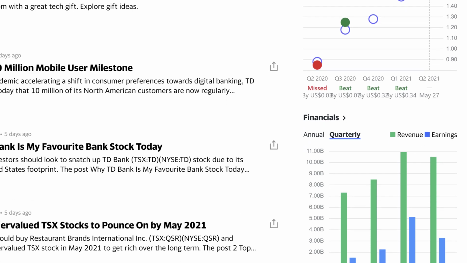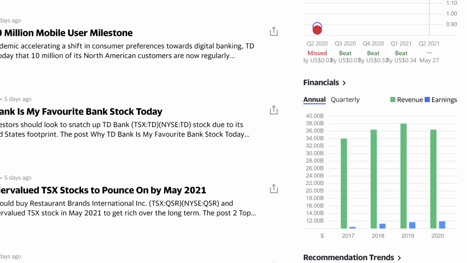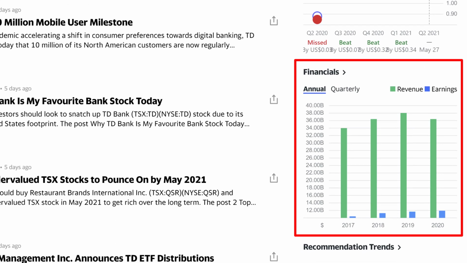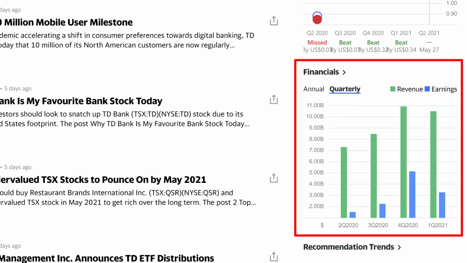And then you also have a really nice snapshot of the financials of the company, so their earnings and revenue. So you can see whether or not their earnings and profit have been growing quarter over quarter or year over year, as well as the revenue numbers. So this is annual, so you can see 2020, 2019, and you can also change it to quarterly to see how their quarterly growth has been.